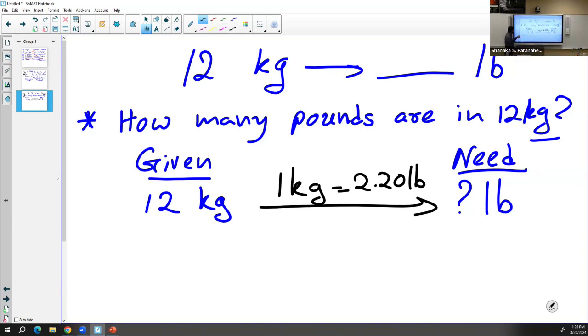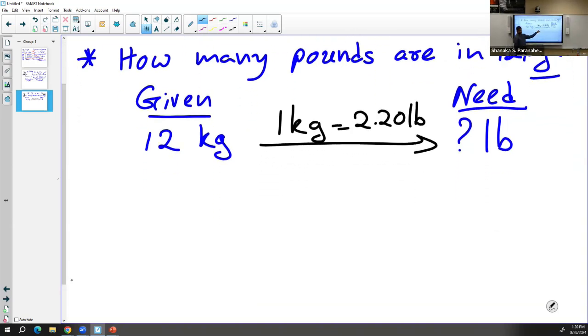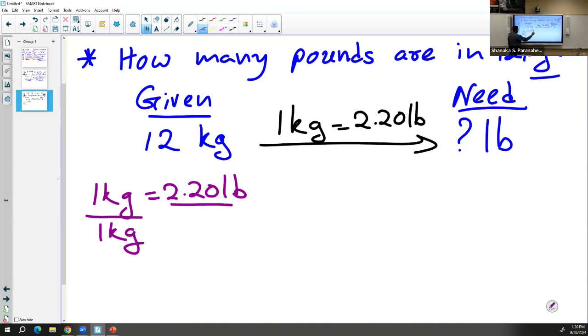This is a simple problem because we can do it with one equation. Let me show you why we are going to use these factors, and then I will explain how to set up the calculation. This is our equality or equation. I'm going to use 1 kilogram equal to 2.20 LB and divide both sides of this equation by 1 kilogram. We can divide by the same value and it's going to be a valid equation.